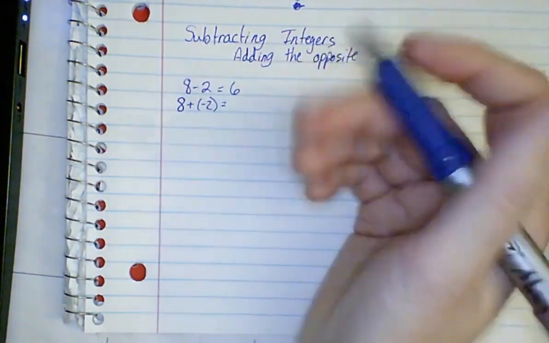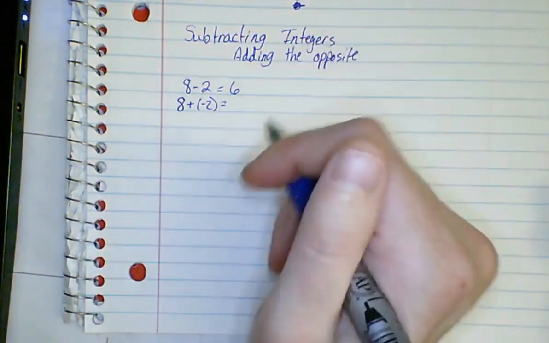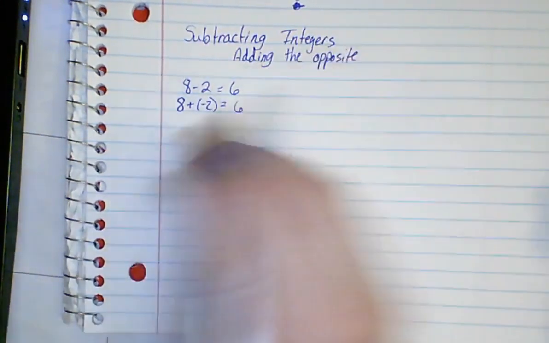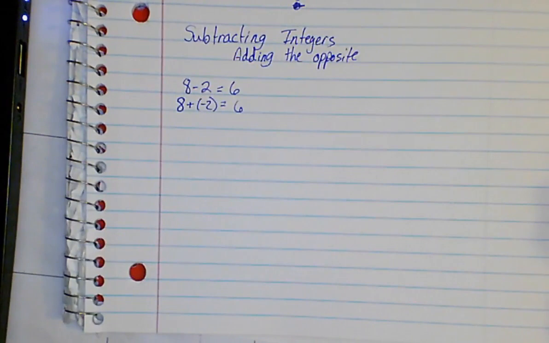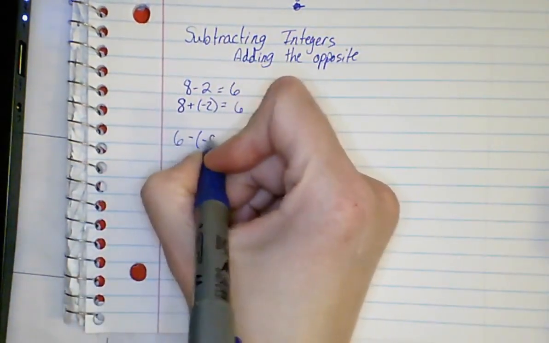And when we add them, we use the rules for adding. So we will subtract. 8 minus 2 is 6. Keep the sign of the bigger number. Now that one was pretty simple, and we did not have to change it.